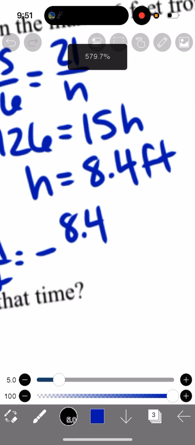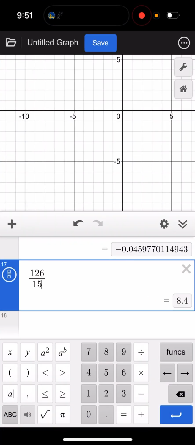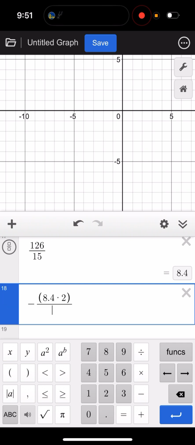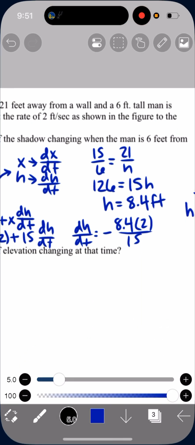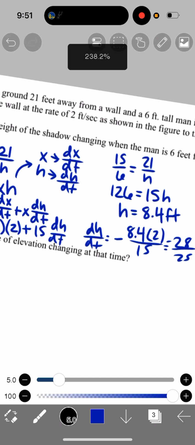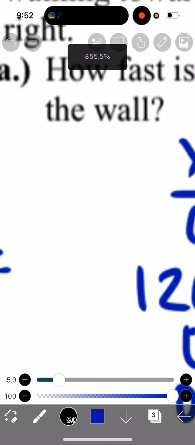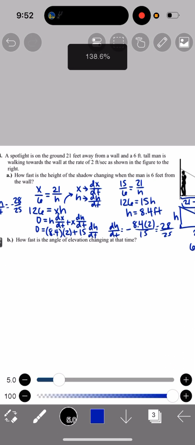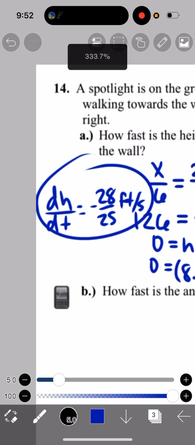8.4 times 2, over 15. Negative 8.4 times 2 over 15. Fraction form is negative 28 over 25. So we know that dh over dt is equal to negative 28 over 25 feet per second. Yes, feet per second. All right, so that's our answer for that.